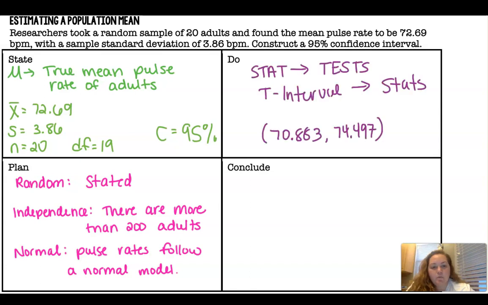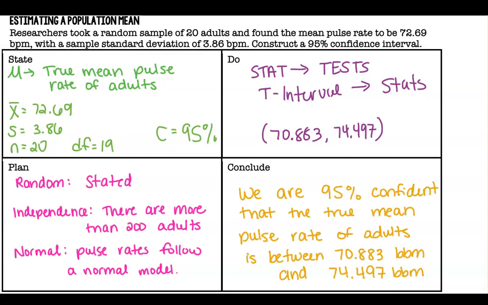Do: we go into our calculator, stat, over to tests, and look for t interval. We put in the data as stats: x bar, s, and n, and get our interval, which is 70.883 to 74.497. Then we can interpret it. We are 95% confident that the true mean pulse rate of adults is between 70.883 beats per minute and 74.497 beats per minute.